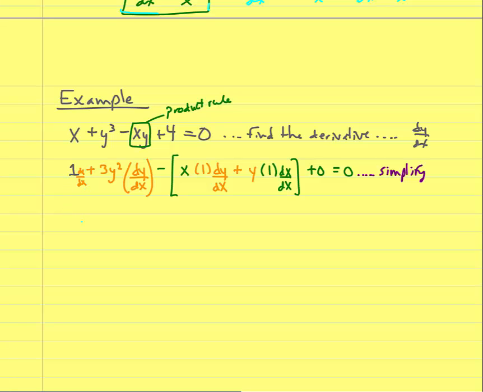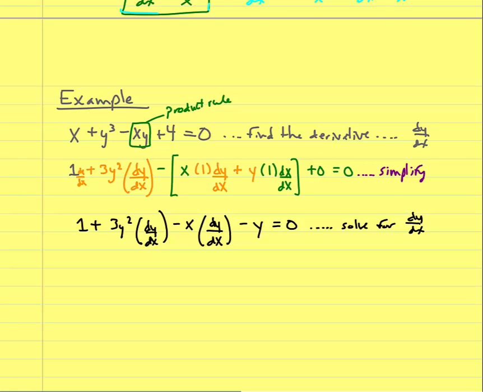Dx over dx cancels, so I'm just left with 1. 3y squared dy dx. Okay, now I'm going to distribute the negative, so I have minus x dy dx. Negative distributes over here, so I have minus y. Dx over dx is just 1 equals 0. So now what I want to do is solve for dy dx.